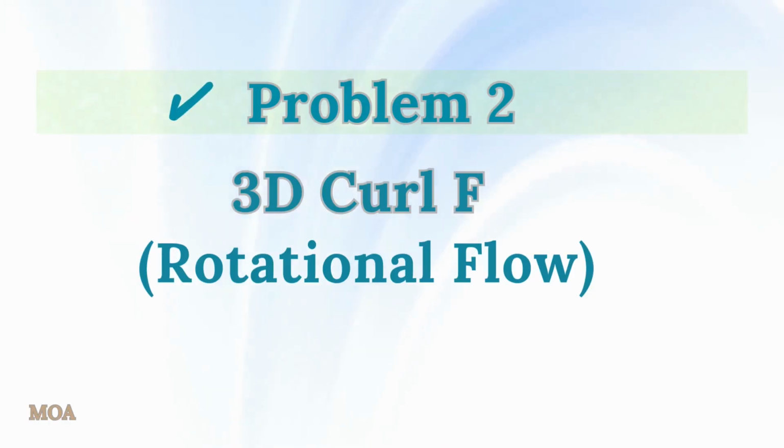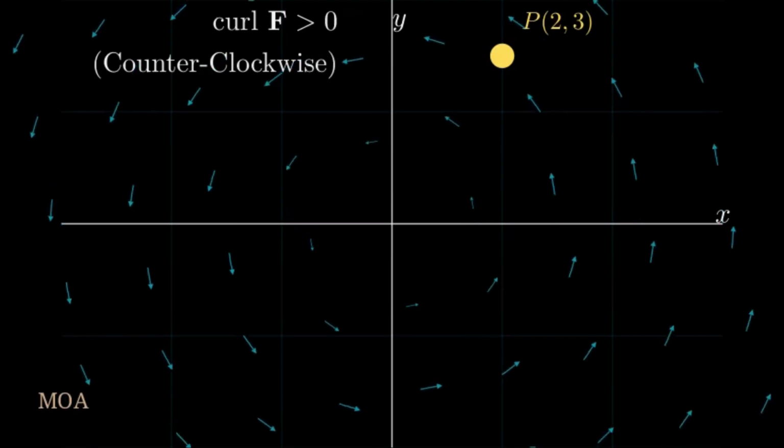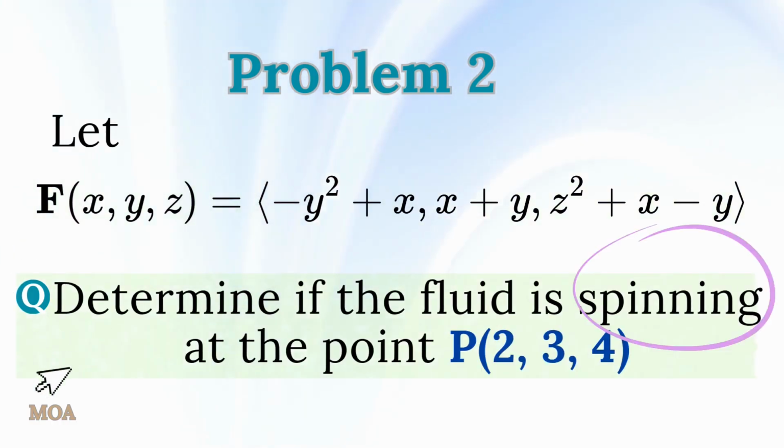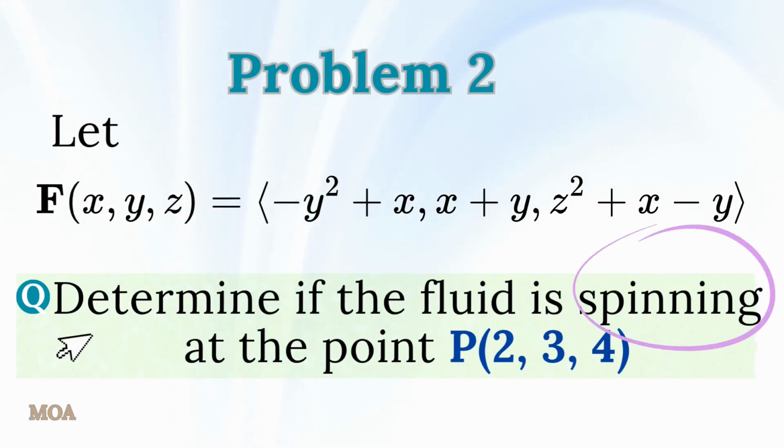Well, now let's look at problem 2, where we determine the curl, or rotational behavior, of a three-dimensional vector field. To do this, let the vector field of a fluid flow be F(x, y, z) = ⟨−y² + x, x + y, z² + x − y⟩. Determine if the fluid is spinning at the point P(2, 3, 4).